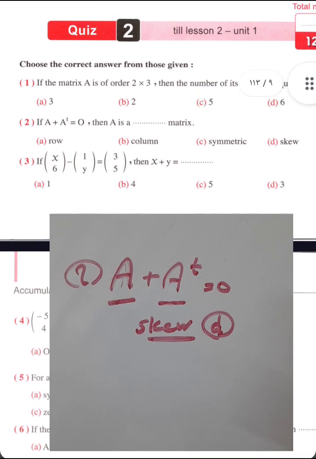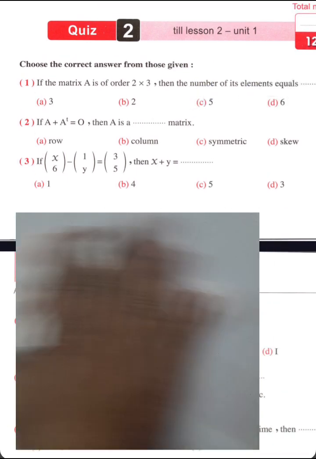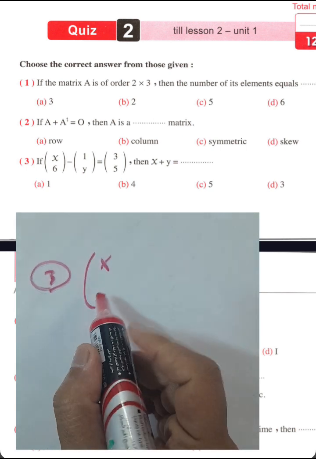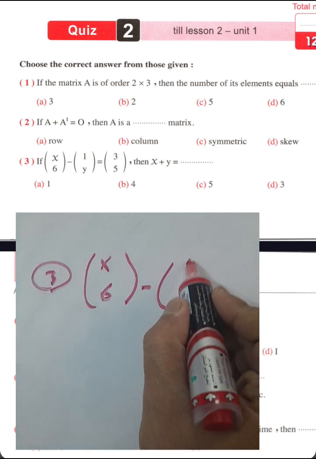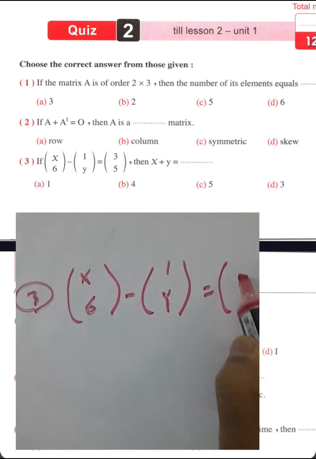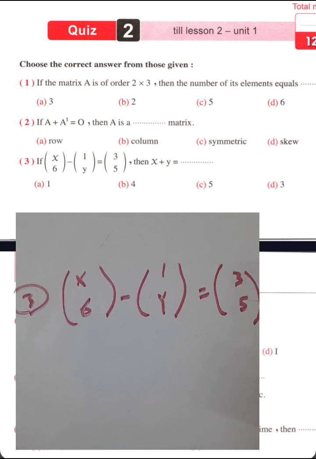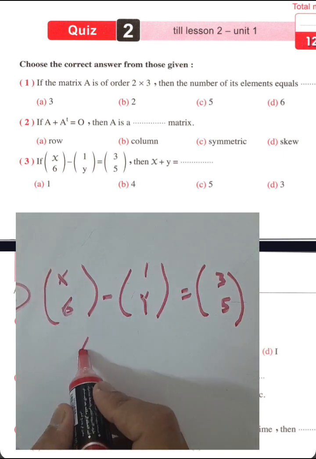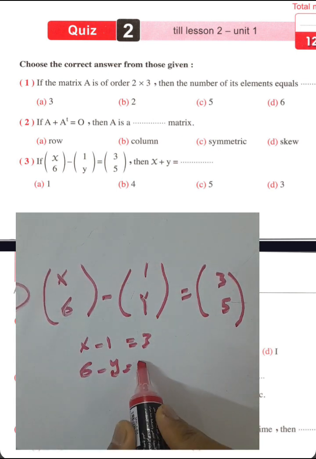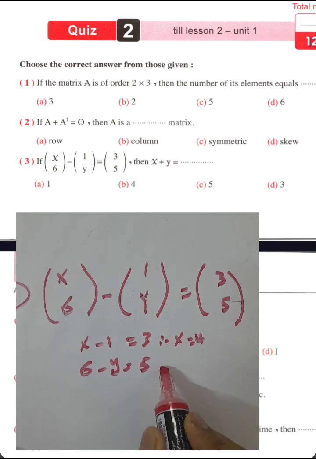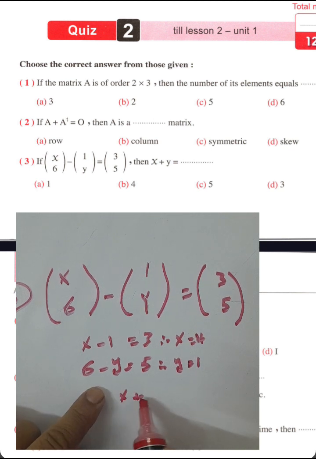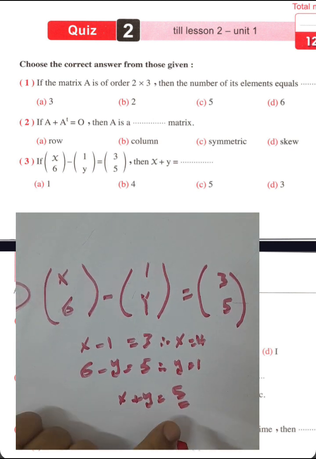Next question, number 3. Matrix X and 6 subtract 1 and Y equals 3 and 5. We want to find X plus Y. Okay, we can write X minus 1 equals 3 and 6 minus Y equals 5. Then the value of X here equals 4 and the value of Y here equals 1, since 6 minus 1 equals 5. He wants to find the value of X plus Y. 4 plus 1 equals 5. Then the result will be 5.